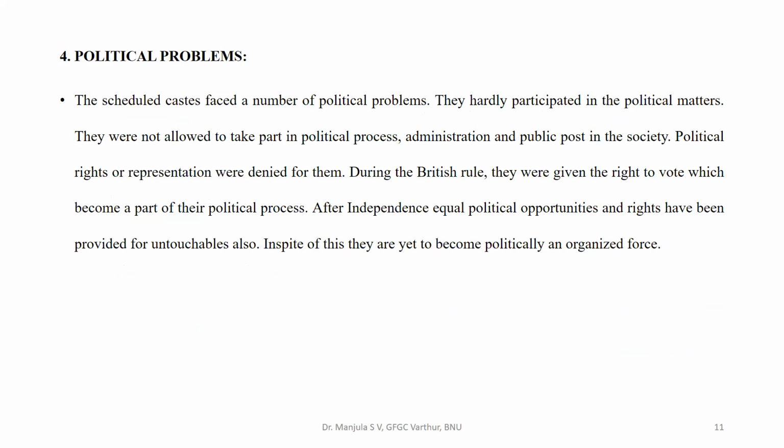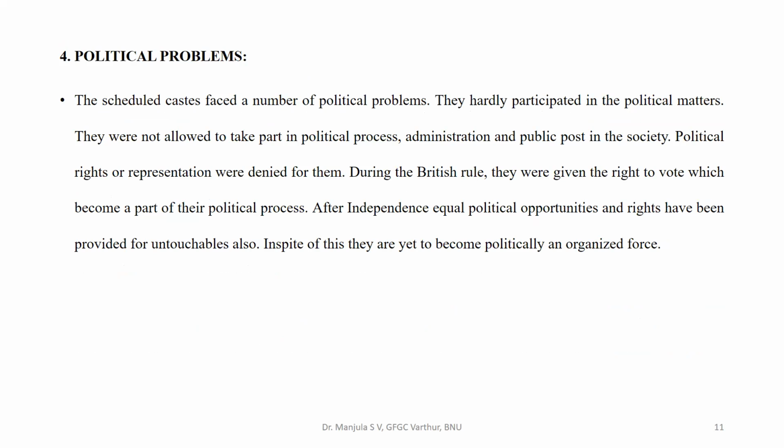Political problems. The scheduled castes faced a number of political problems. They hardly participated in political matters. They were not allowed to take part in the political process, administration, and public posts in society. Political rights and representation were denied to them.